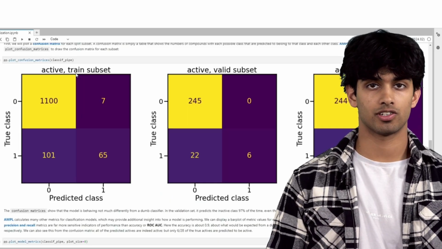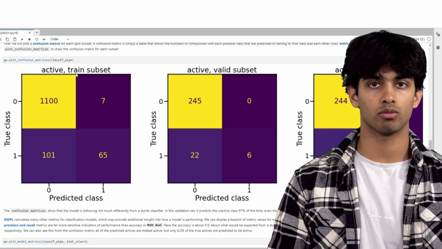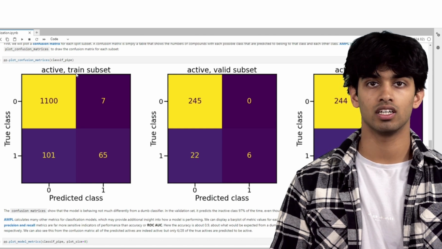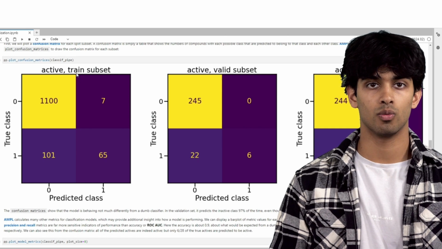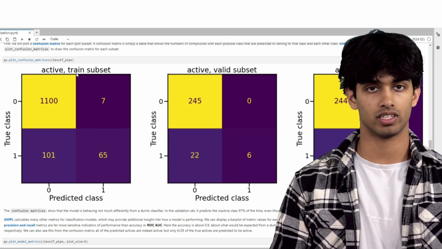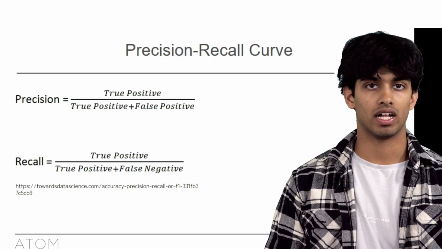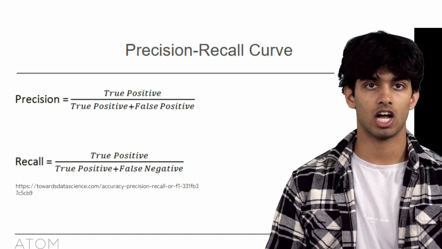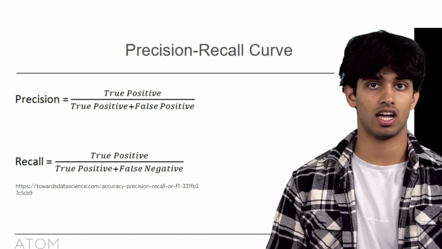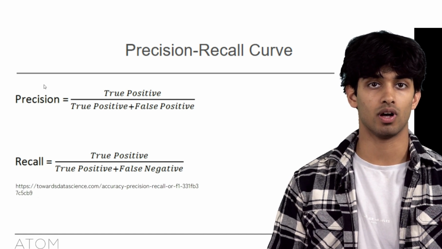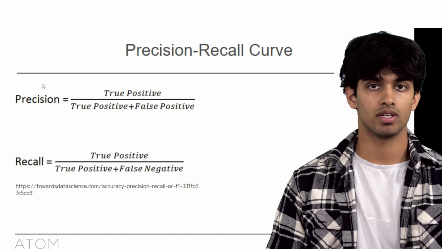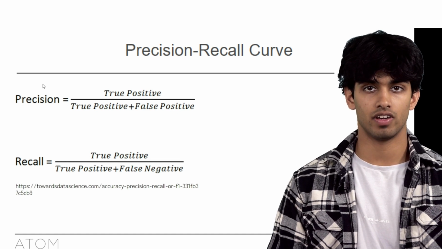From these confusion matrices, we can see that our model is doing much better at predicting the inactive compounds, but it's not helping us find those elusive active compounds. To help us out, we can dig into precision and recall metrics. These are critical, especially for unbalanced datasets. Precision tells us how many of the predicted actives are actually active. As you can see, it's true positives over all of the predicted class positives. High precision means that the model isn't making many false positive errors.